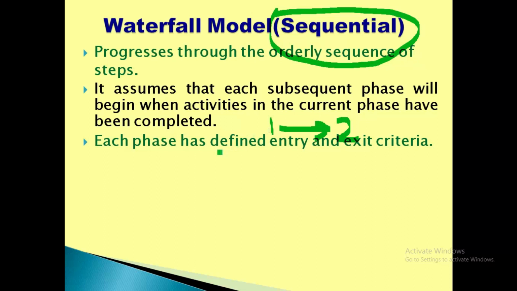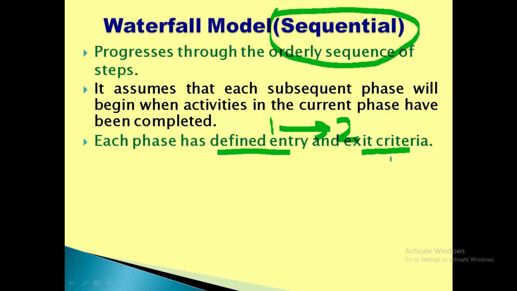Once the project plan is generated, only then can you enter phase 2, that is, the requirements analysis phase. For entering phase 2, the baseline or entry criteria is that phase 1 must be complete with the project plan generated. And for phase 2, what is the exit criteria? The exit criteria is the SRS, which is a document of phase 2 that must be generated.